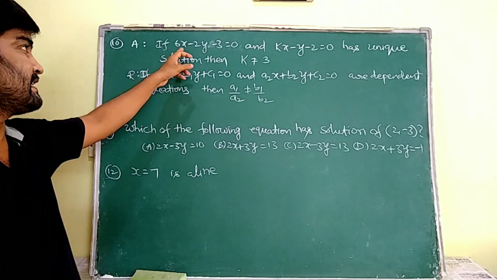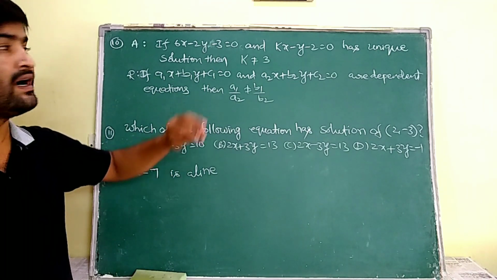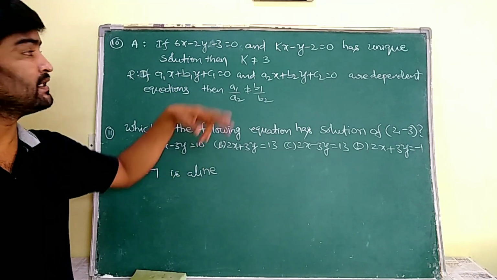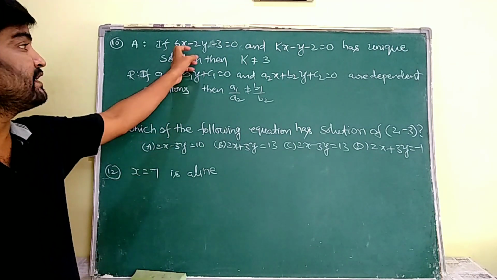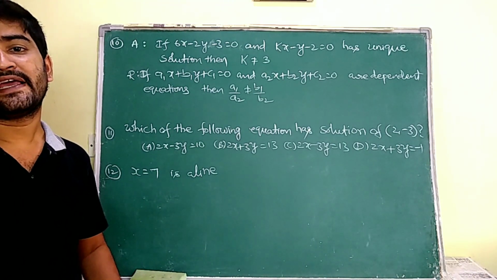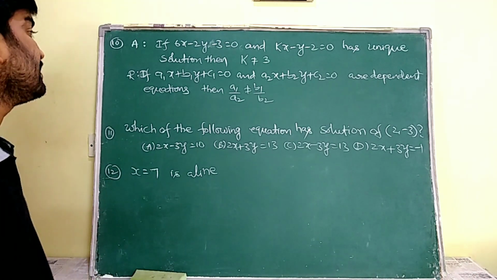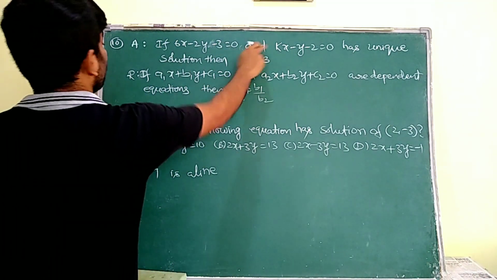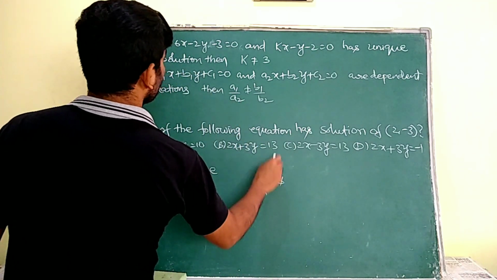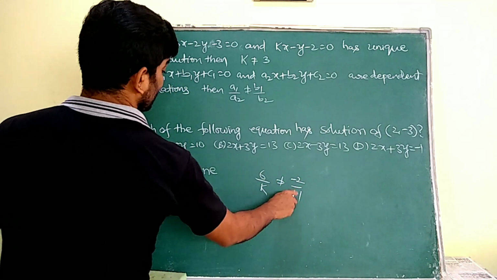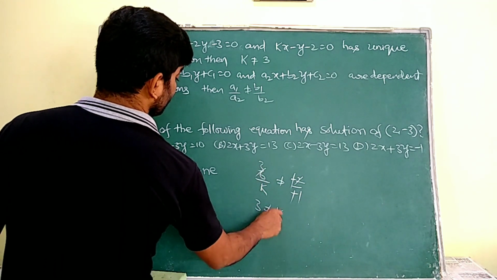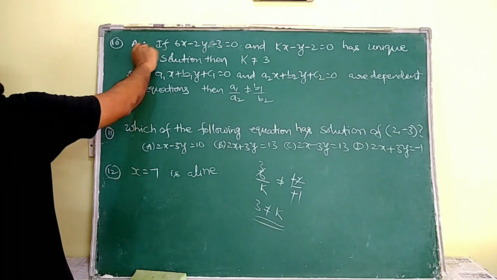The assertion is given as: if 6x minus 2y minus 3 is equal to 0 and kx minus y minus 2 is equal to 0 have a unique solution, then k is not equal to 3. If these two equations have a unique solution, then the condition is a1 by a2 is not equal to b1 by b2. Here a1 by a2 means 6 by k, which is not equal to minus 2 by minus 1. The minuses cancel, and by cross multiplying k is not equal to 3. Yes, so this assertion is true.